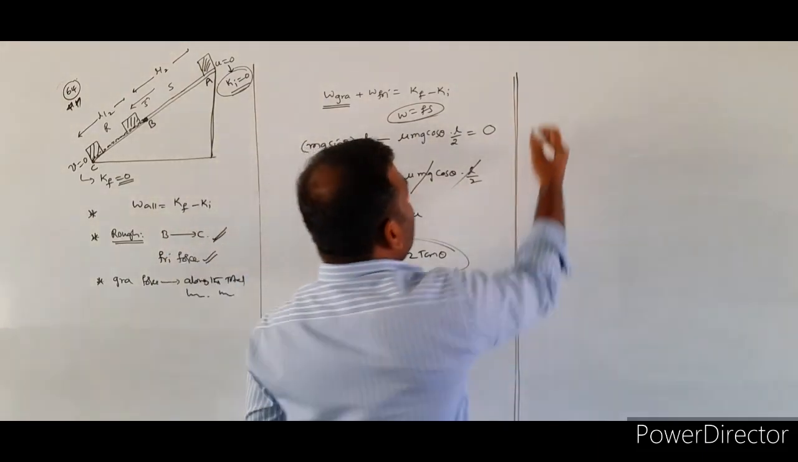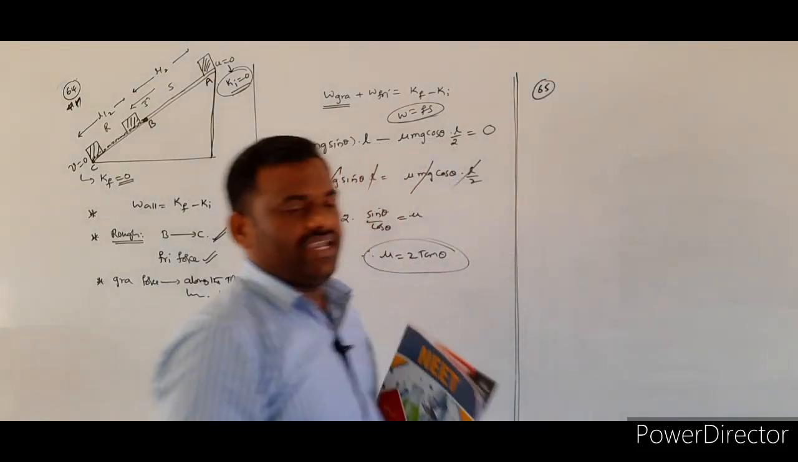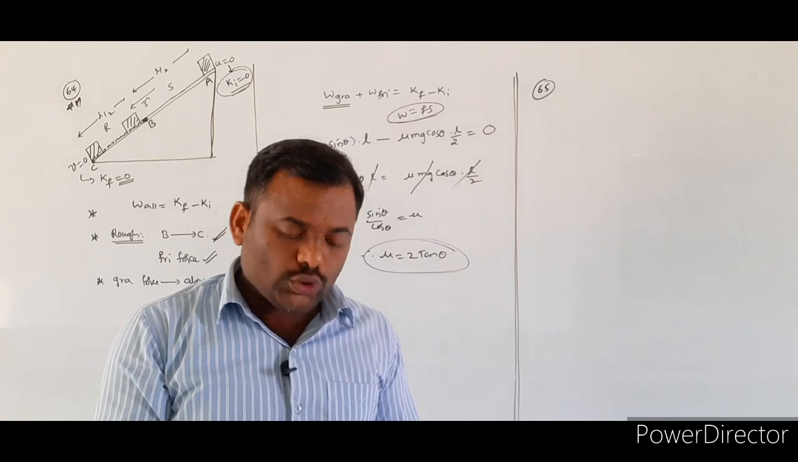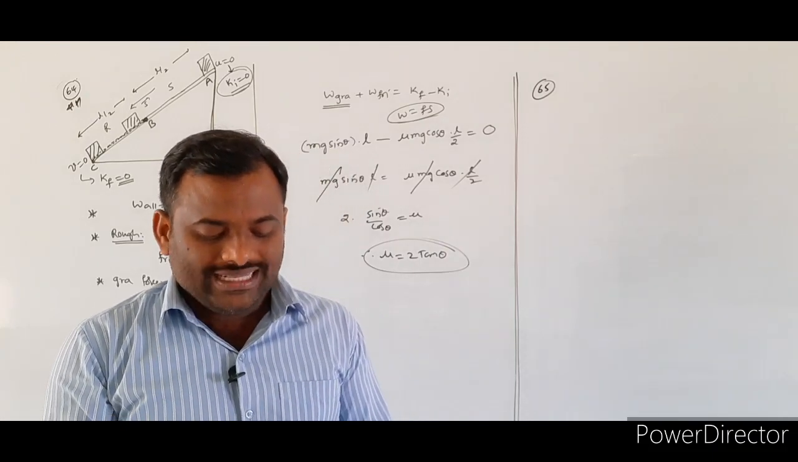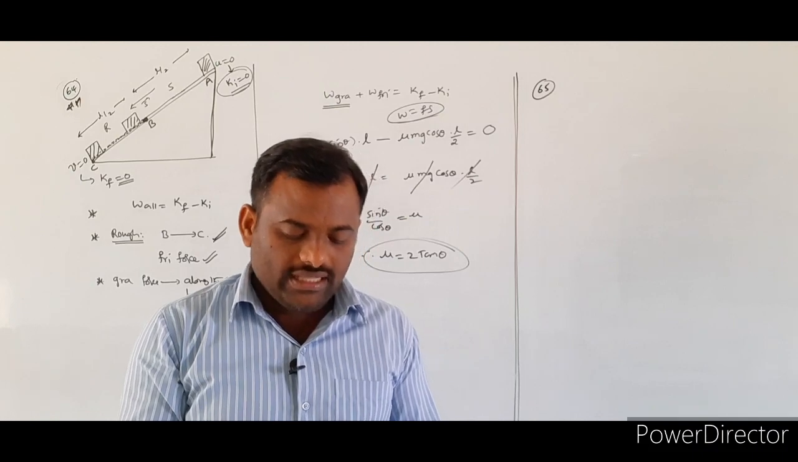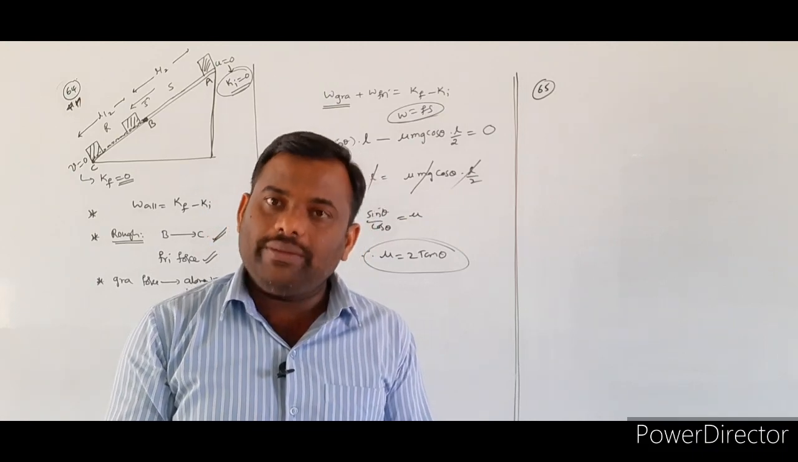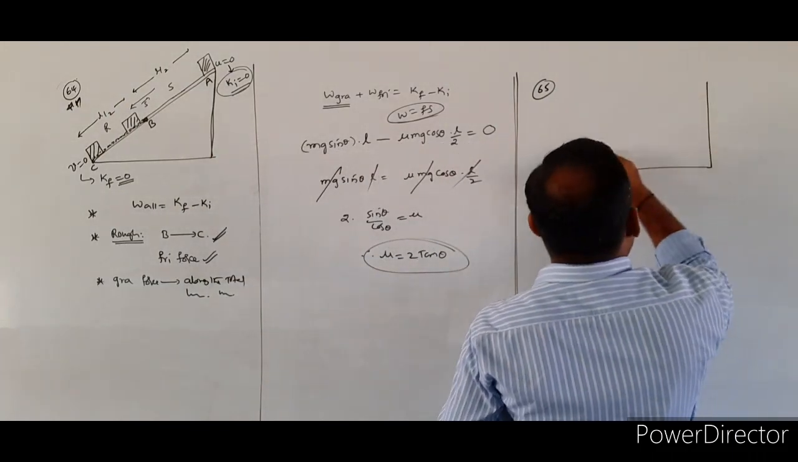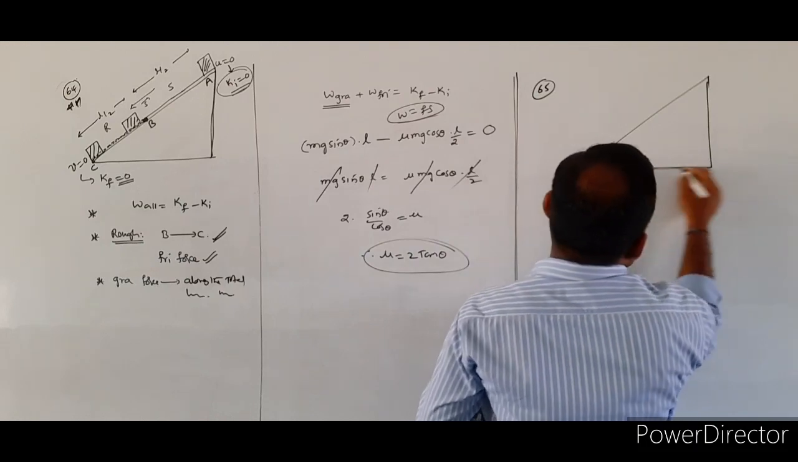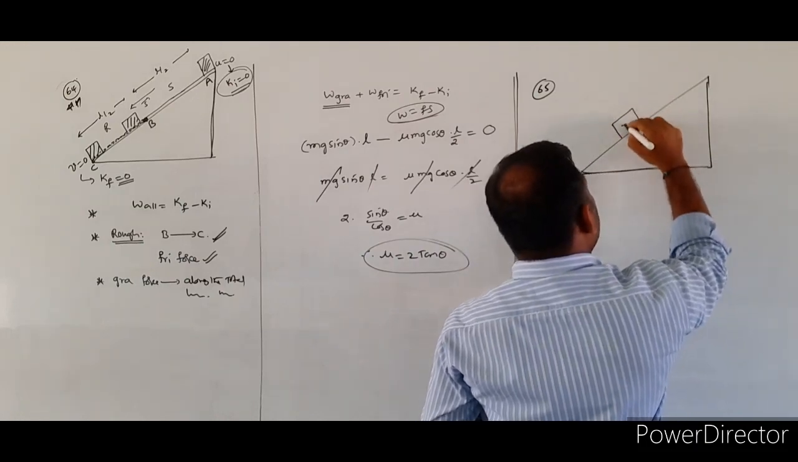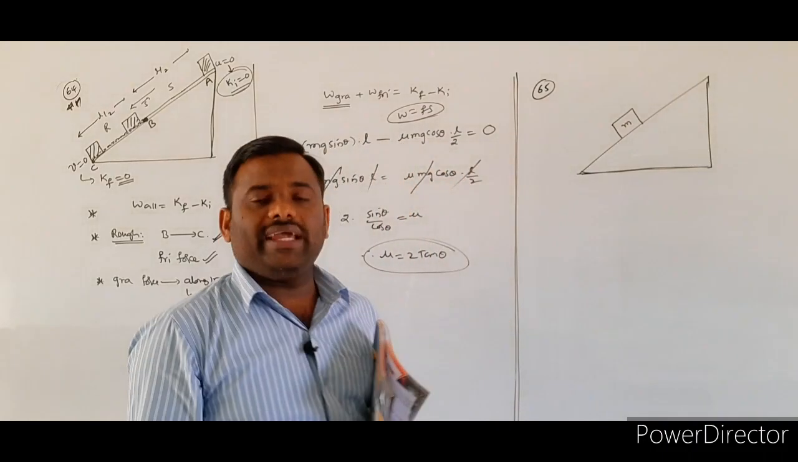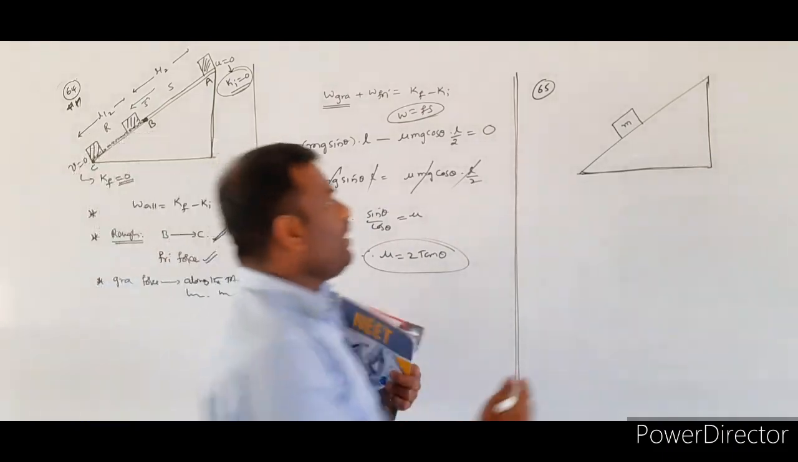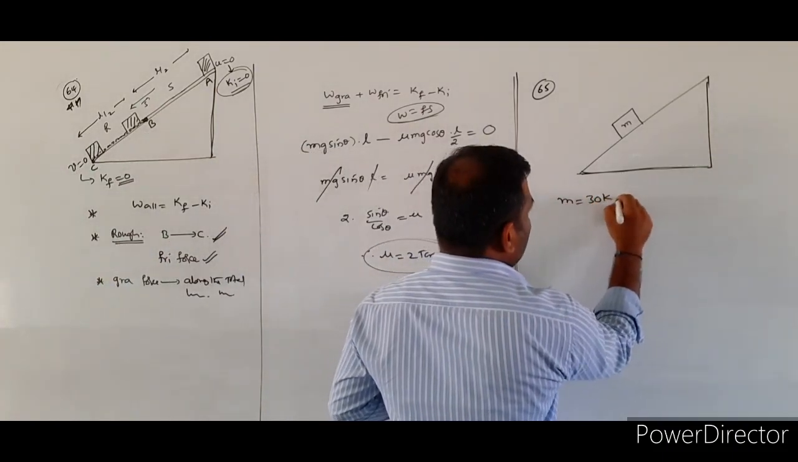Next, another important problem, 65. See here. A 30 kg box has to move up an inclined plane of slope 30 degrees to the horizontal with a uniform velocity of 5 meter per second. So here, we consider one inclined plane. Over the inclined plane, an object of mass m will be placed, a 30 kg block. Mass of the object is equal to 30 kg.